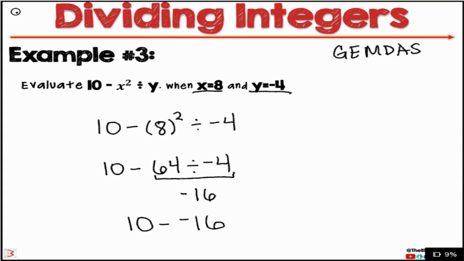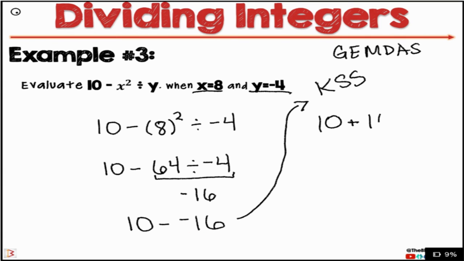Well, now we're just subtracting two integers. So from our previous video, we learned about the KISS method. So we are going to keep, switch. 10 stays the same. That minus becomes a plus, and negative 16 becomes 16. And then you're just going to add those integers together, and you will get 26. So when you evaluate 10 minus x squared divided by y, when x is equal to 8 and y is equal to negative 4, you will get the answer 26. And that's everything you need to know about dividing integers.